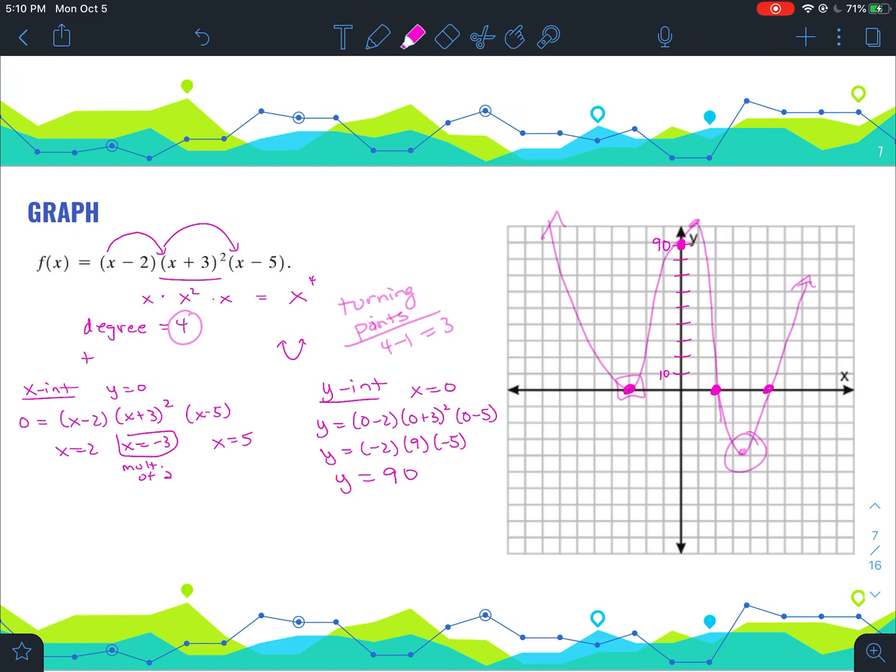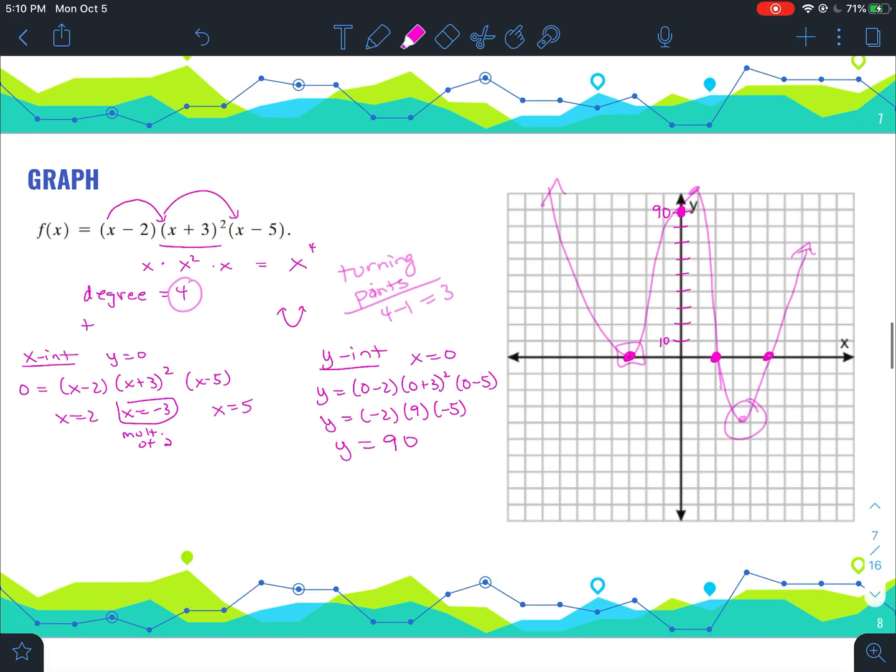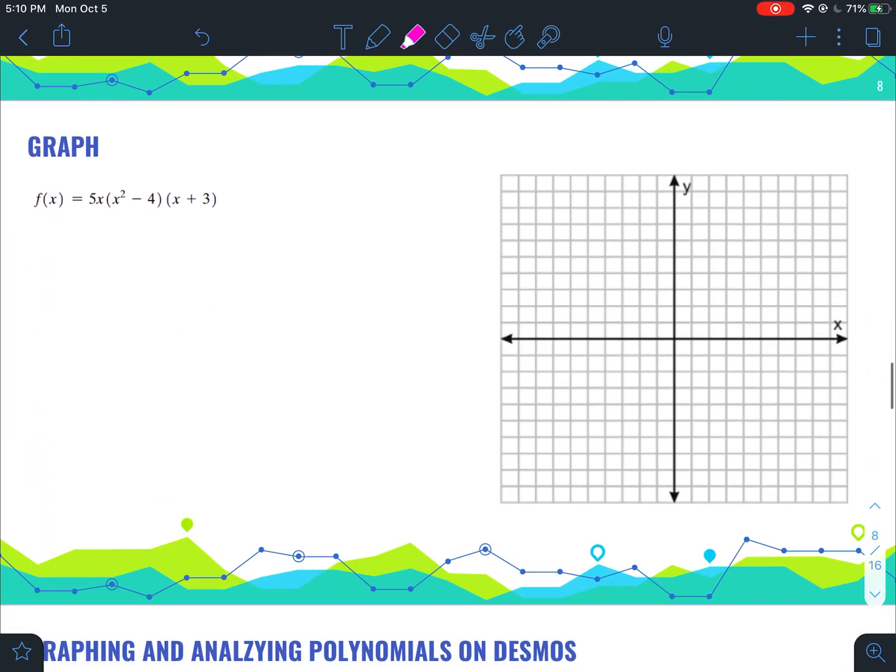So that would be how we could sketch a picture of that polynomial. So we found its degree, we found its end behavior, we found its x and y intercepts, we found its turning points, and the multiplicity of the x-intercepts. So let's try this one. F of x equals 5x times x squared minus 4 times x plus 3.